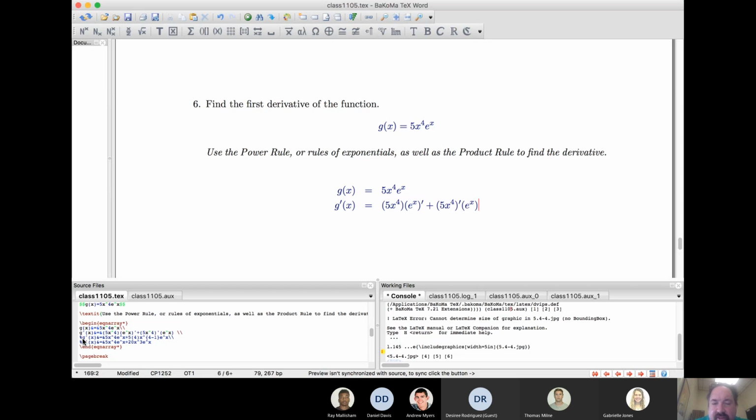And the result of that, so this stays as is, the derivative of e to the x is itself. And then over here, the derivative of 5x to the fourth would be 20x cubed. And then the e to the x would just be carried down. So then when you clean all that up, this is what you get.